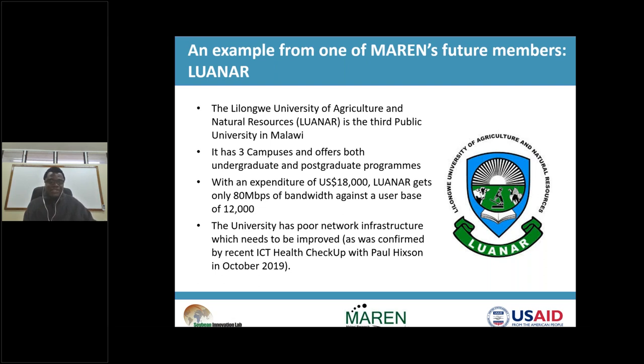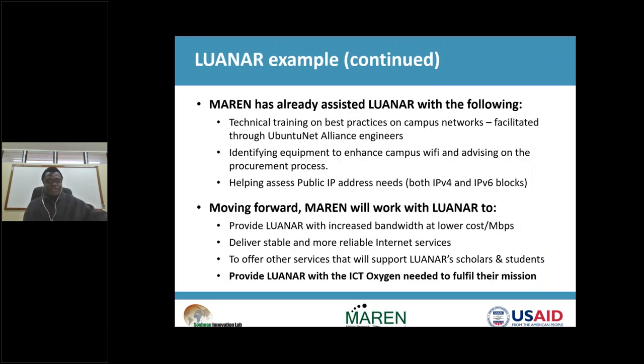An assessment using the ICT health checkup tool revealed that the network infrastructure at LUANAR is quite poor. Next slide, please. Now, since the infrastructure is poor, MARIN is already on the ground working with the NARS institution at this point. We have already provided some technical training on best practices on campus networks. Of course, this was facilitated by our colleagues from Ubuntunet Alliance towards the end of last year. We have also identified equipment which we are going to use to enhance Wi-Fi at LUANAR. We have also helped them by providing IP addresses, both IP version 4 and IP version 6.